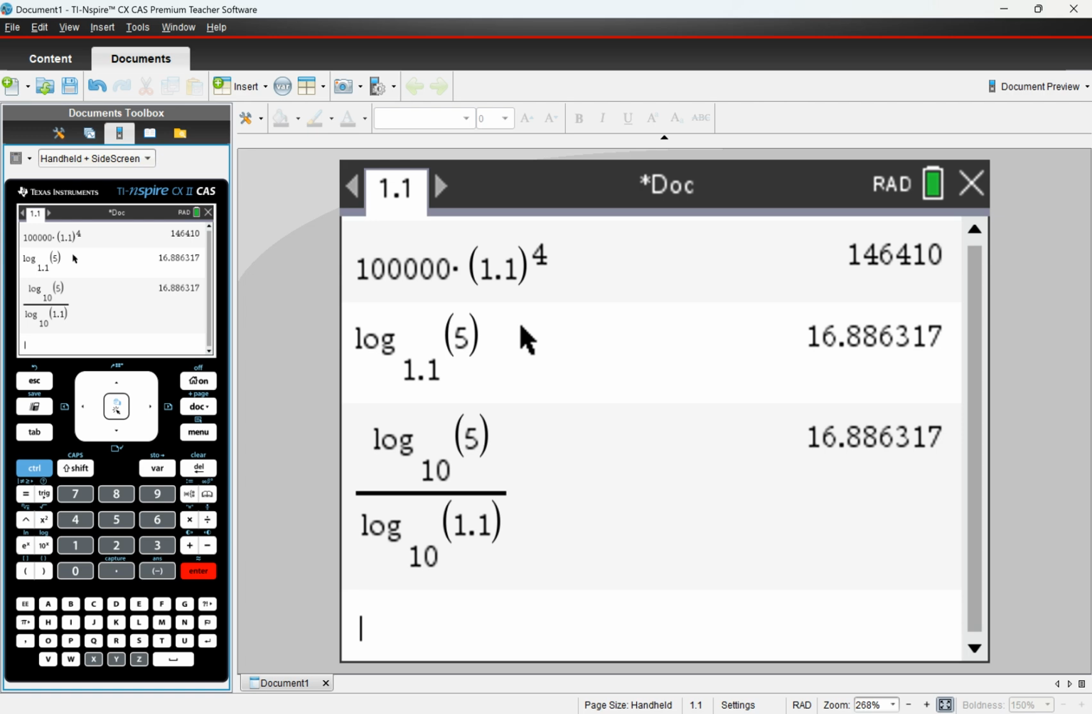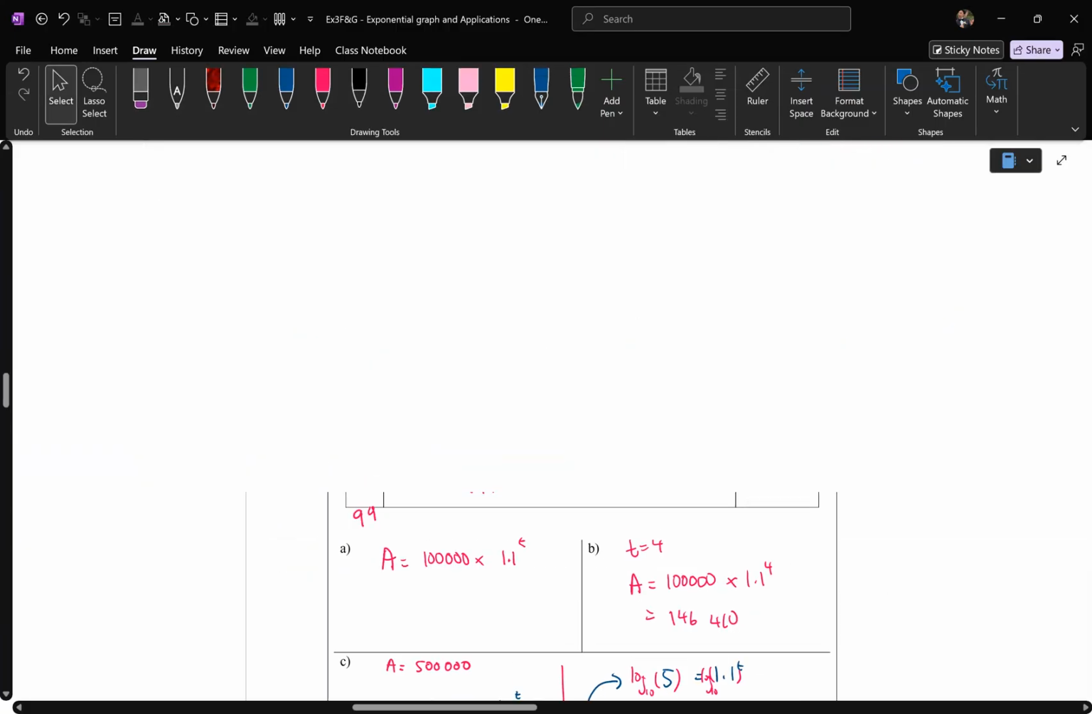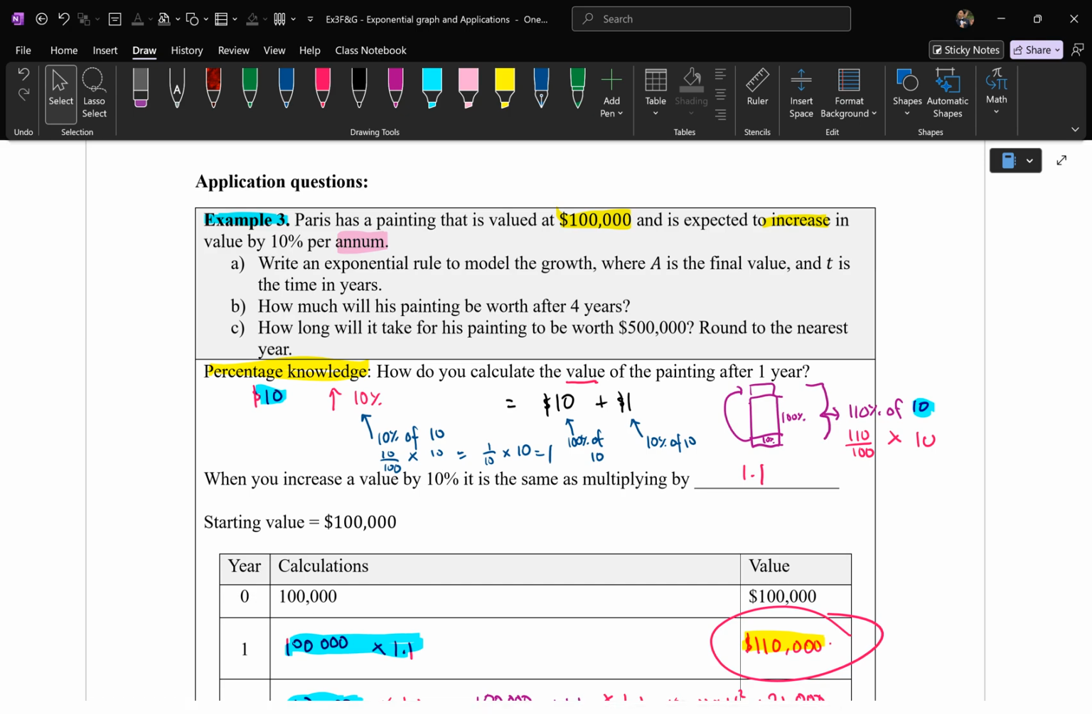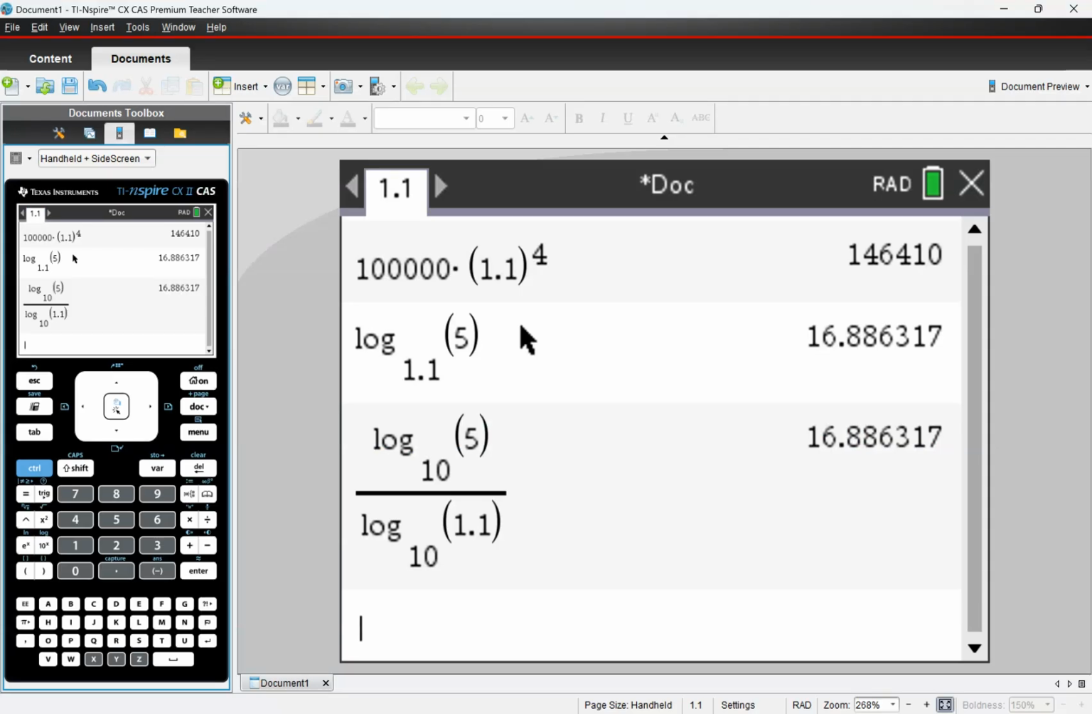It's possible to do. So that's 16.8 years, but we haven't answered the question properly yet. The question asks, how long will it take for this painting to be worth 500,000? Round to the nearest year. What's your nearest year? 17. Now, even if it was 16.2, you don't round it down to 16. Why? Very good, because the point was he wants 500,000. If you round it down to 16, but it was 16.2, he's not going to get his 500,000. So the closest year to get 500,000 is 17 years.